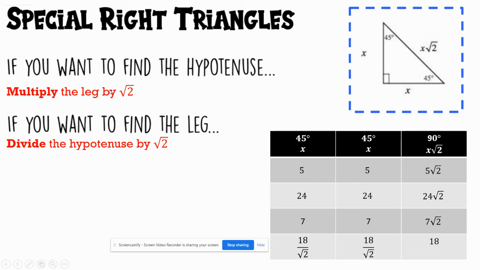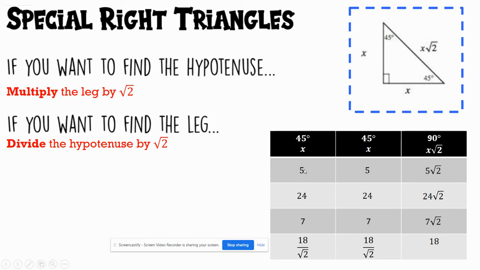How do you know which one you're doing? It depends upon what you're trying to find. Here's a chart 45, 45, 90. So the sides across from the 45-degree angle, those are your legs. So those are always congruent. In your formula, you'll call them x.